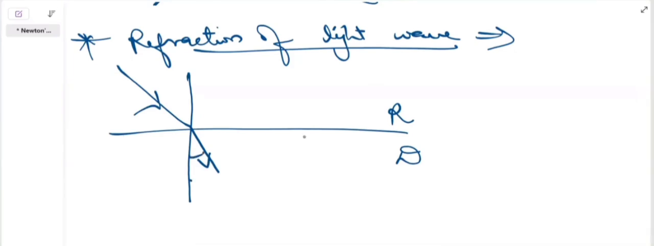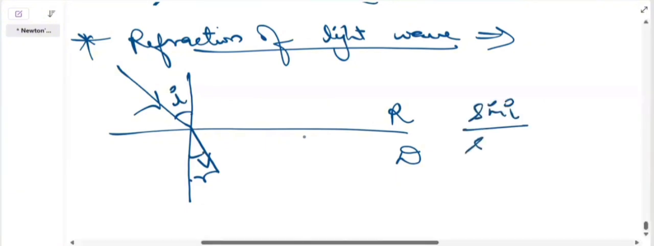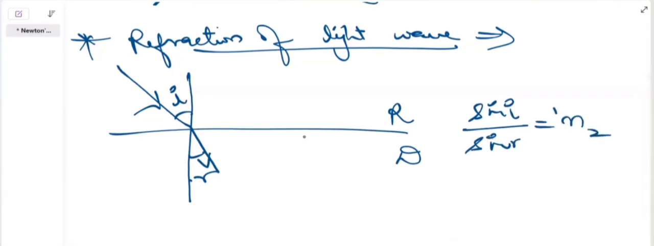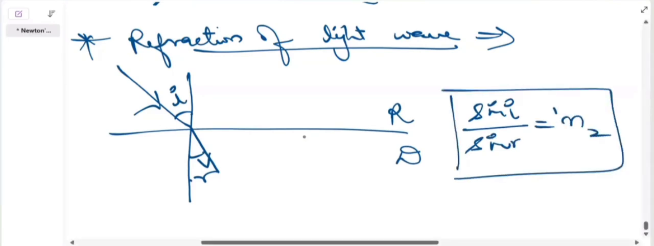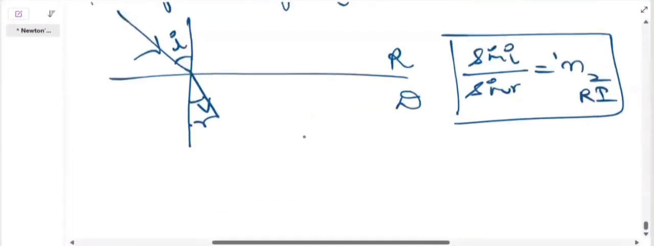Here is the angle theta, that is the angle of refraction. Here the angle of incidence is i, as per the law of refraction. Your sin i over sin r will give you the ratio of the two mediums, which is known as the refractive index of medium 1 and 2. Any doubts?